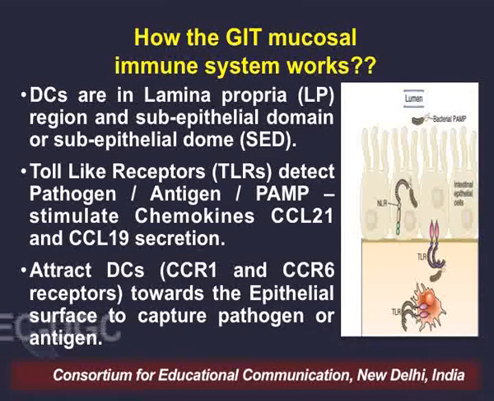Now, as we discussed, the lamina propria region and the subepithelial domain region, that is the SED region, and we know that the SED region lies between the follicle associated epithelial cells and Peyer's patches. Both these regions have dendritic cells. So as soon as the pathogen or harmful bacteria or the PAMPs, that is pathogen associated molecular patterns, are detected by the TLR receptors, they stimulate the secretion of chemokines like CCL21 or CCL19. These chemokines attract the dendritic cells because of the presence of certain receptors, namely the CCR1 receptor and CCR6 receptor on the dendritic cell surface.